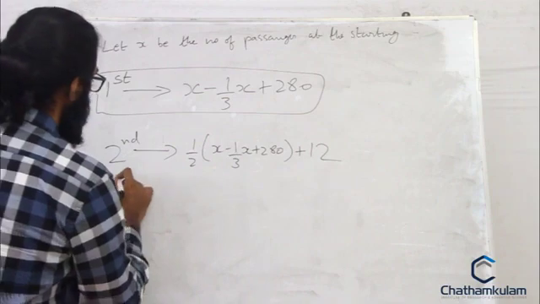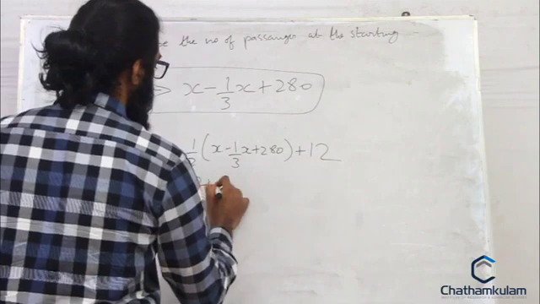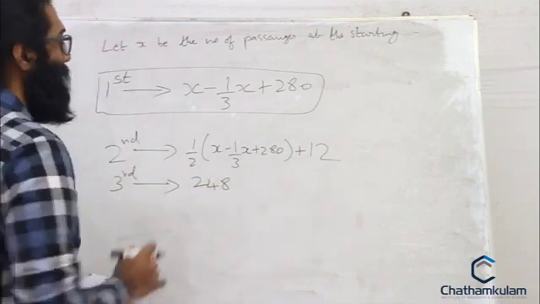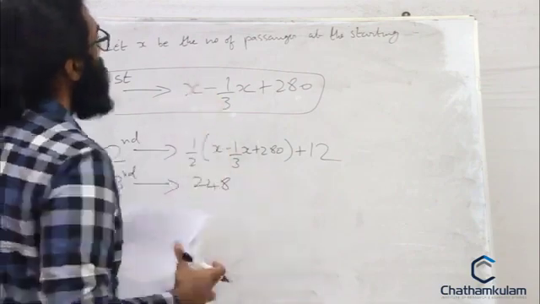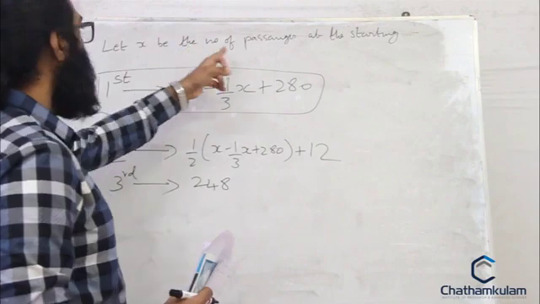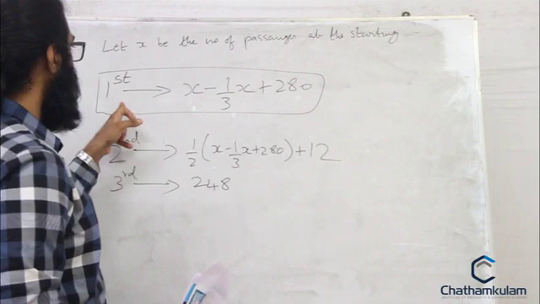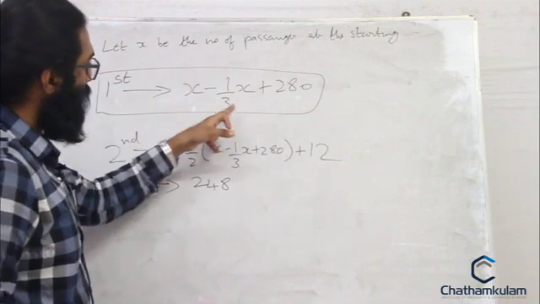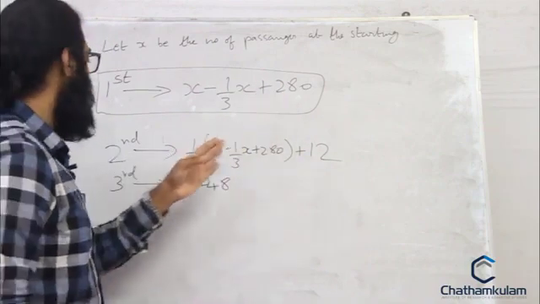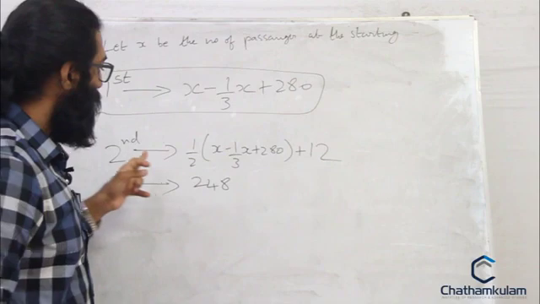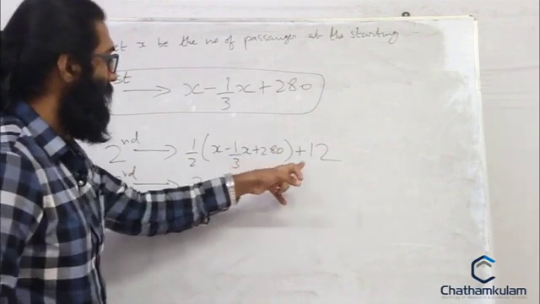So in the third station, the number of passengers was 248. This is what is given in the question. If you see, in the first station, before the train started, there were x number of people. In the first station, the number of people is equal to x minus 1 by 3x plus 280, right? In the second station, the number of people was half of x minus 1 by 3x plus 280 plus 12.